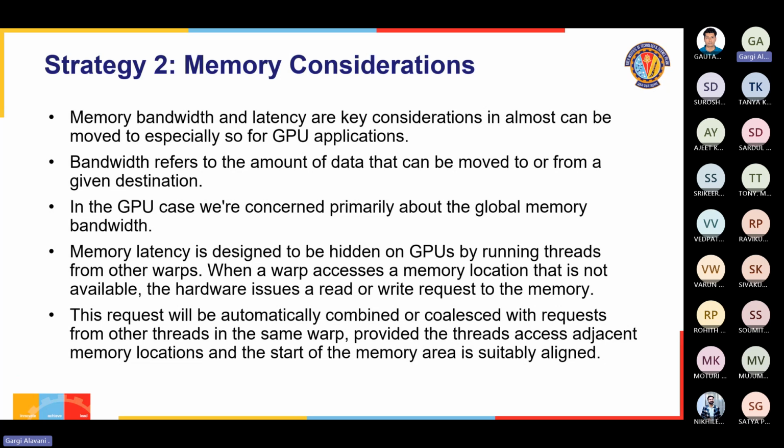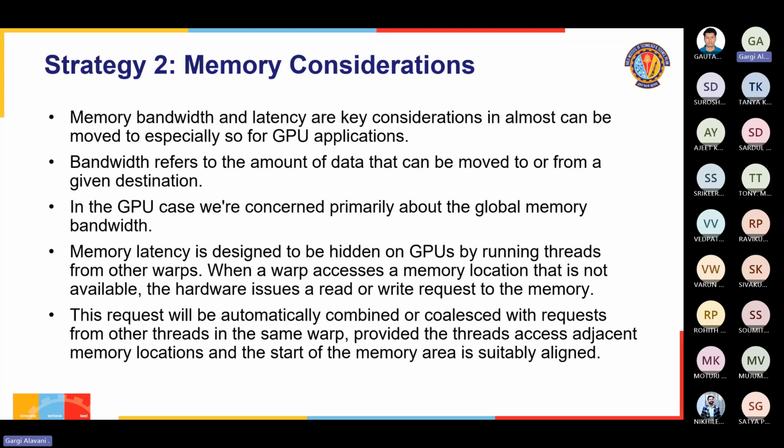In GPUs, we are concerned mostly about global memory bandwidth, because the shared memory latency is negligible compared to global memory. The memory latency is expected to be hidden by GPUs running multiple threads from other warps. When a warp accesses a memory location which is not available, the hardware will issue another warp, which overlaps the execution of warps and ensures that the hardware is always doing some useful work.